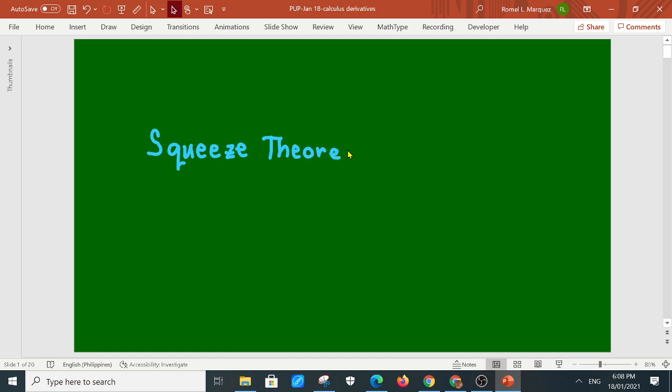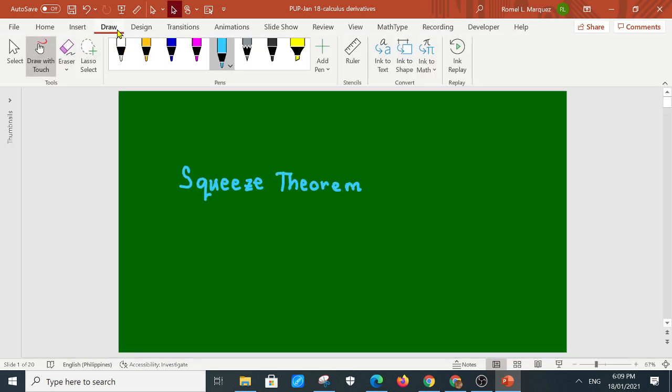Squeeze Theorem. There are other names for this, no? Some books or some authors call this Pinch theorem. There are also books calling this the sandwich theorem.